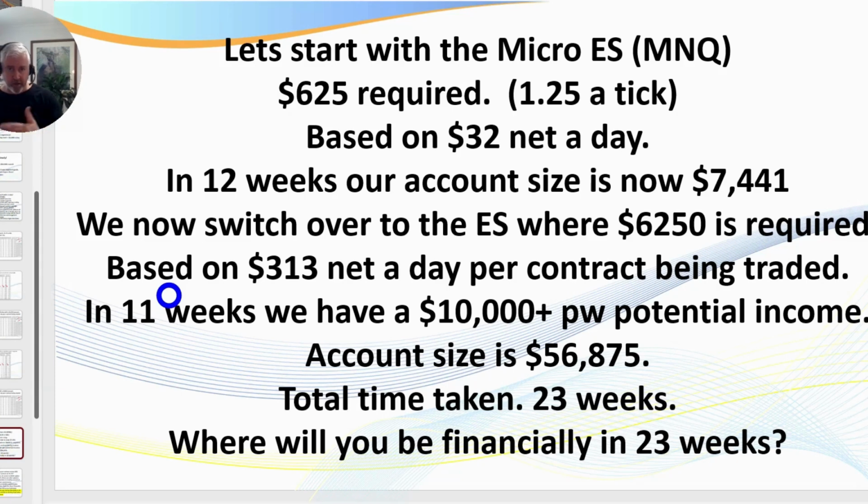For most traders, that would be a maximum of 2%. So this is the bottom line. You start off with $625 based on $32 a day. In 12 weeks your account's now 7,000 plus. You then roll over to the big contract. Based upon that, $313, 11 weeks, you now have got the 10,000 plus per week potential. Now that's taking you 23 weeks to get there, less than half a year. Now that's from the time you go live.